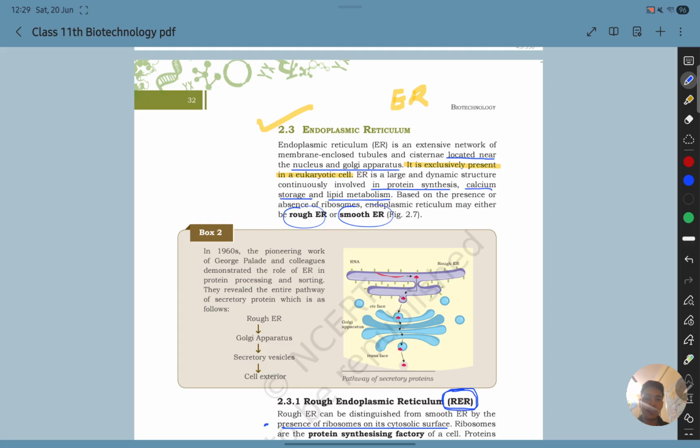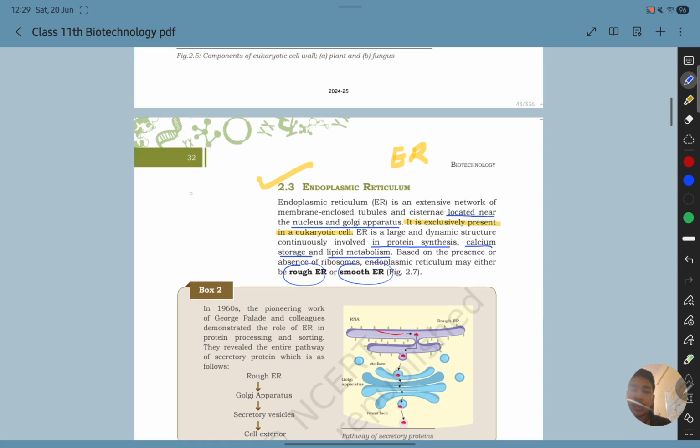The main thing is that whenever we are talking about any cell organelle, first remember its function, second its location, third its use in the cell, and fourth, if there is any special quality, something special about it. So these four things apply to every organelle.